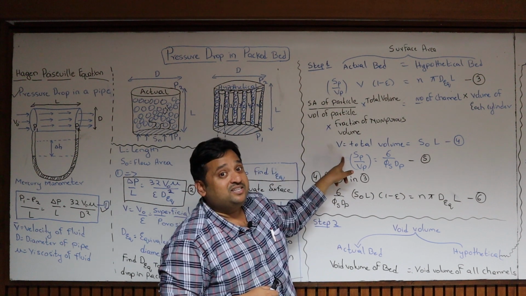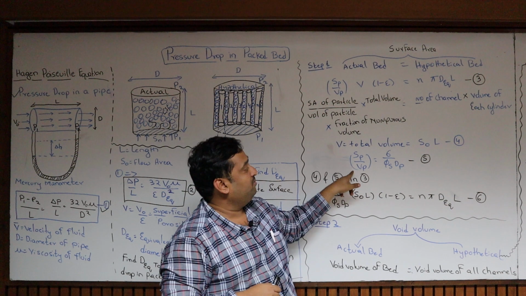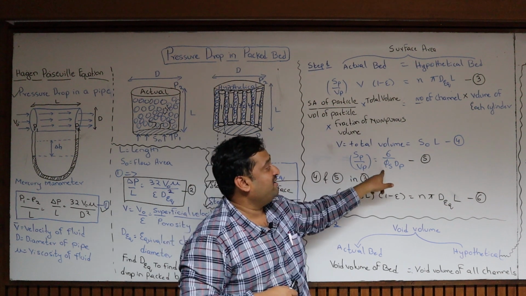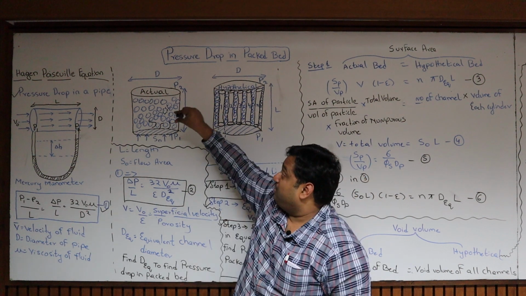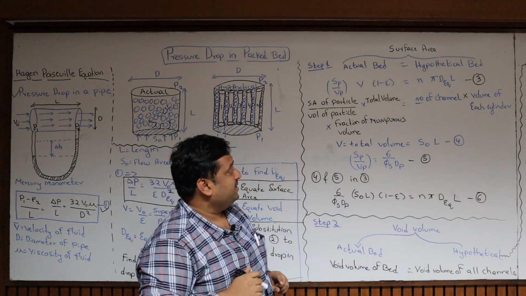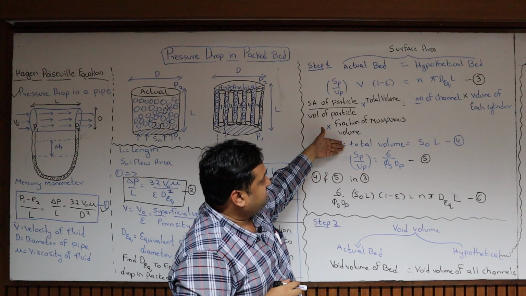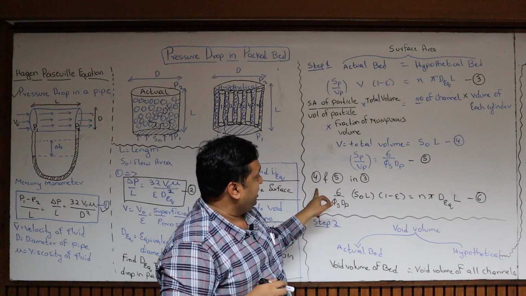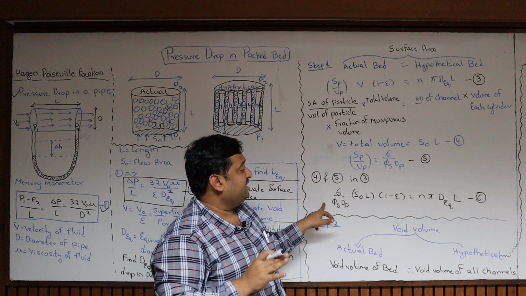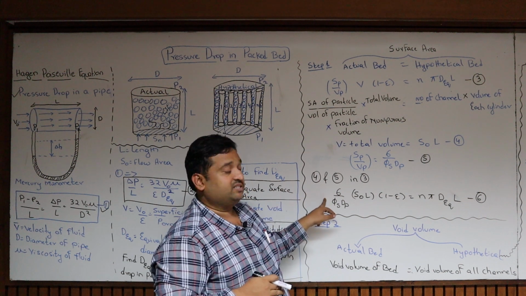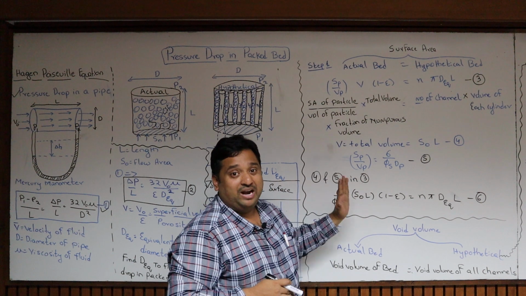You know all this sphericity formula, right? The surface to volume ratio of the particle is nothing but 6 by phi s into dp. Phi s is the sphericity, dp is the diameter of the particles inside. Once you substitute equation number 4 in equation number 5 and equation number 3, do the substitutions and rearrange, you get this equation number 6. This is the first step, you get one equation.